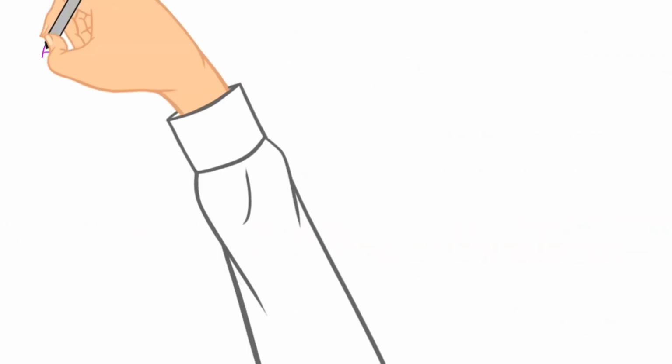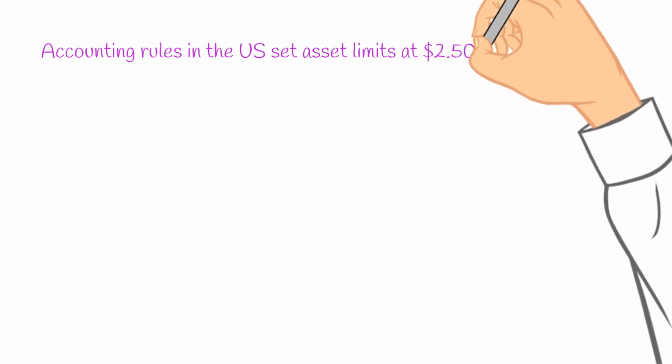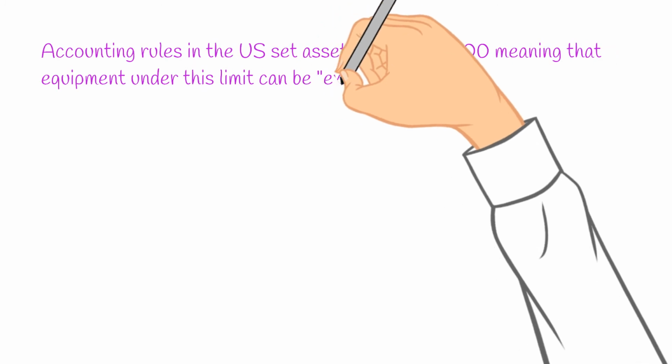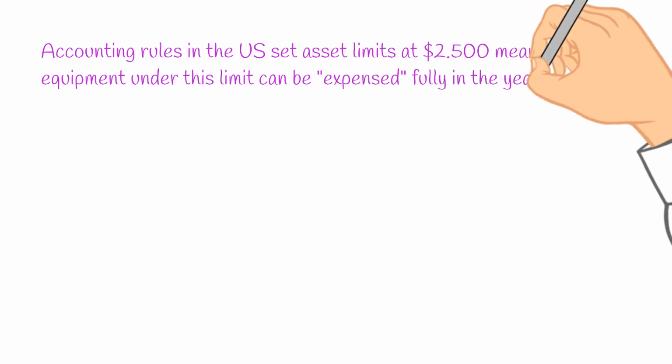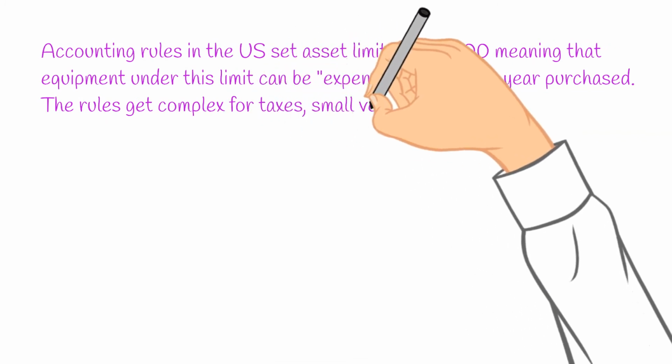U.S. accounting rules set asset limits at $2,500, meaning if you spent less than this, it's fully expensed in the first year. Rules vary by country, and having spent years working in Germany, I can tell you the minimum value for defining assets is significantly lower.